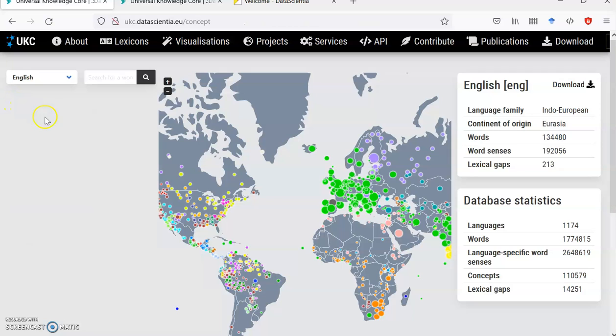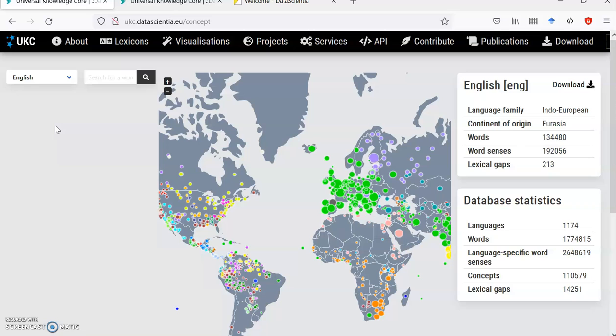Our central integrating resource is the Universal Knowledge Core, a database on lexical diversity, currently for more than 2.5 million word senses in more than 1,000 languages. The website of the database that you are seeing now provides exploration and visualization tools, download facilities to allow the reuse of data, and it hosts related projects and services.